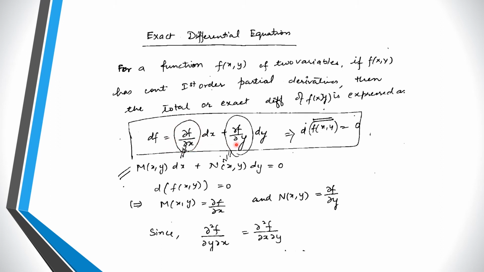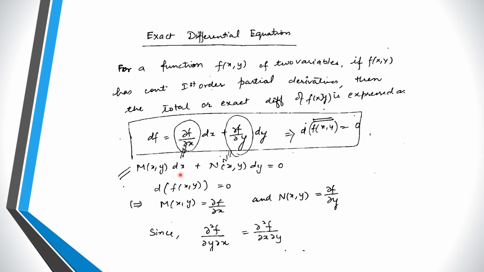Similarly, after comparing these two terms, our N function should be equal to the partial derivative of f with respect to y. If this holds, then this equation is an exact differential equation, and we can write this equation in this form, and we get the solution after integration, right?